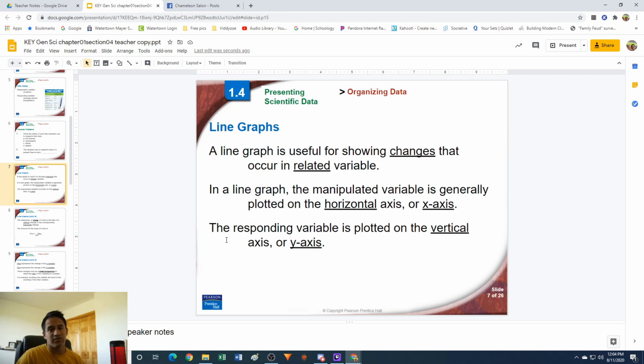Line graphs are very, very common and probably the most useful for showing changes in a variable over time. So if we want to see a relationship between two things, a line graph can really help us do that. A lot of times we will put the manipulated variable on the horizontal or the x-axis, and we'll put the responding variable on the vertical or the y-axis. Okay.